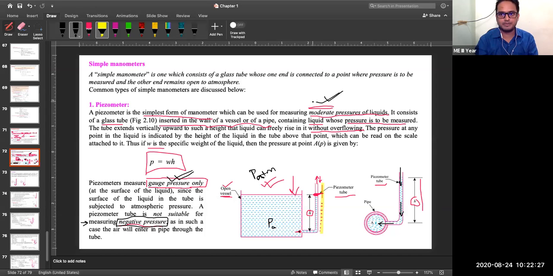The disadvantages of piezometer: the first is it can measure only moderate pressure. It cannot be used to measure high pressure. Second, it is not suitable for measuring negative pressure. Gauge pressure is not a disadvantage, because all manometers measure only gauge pressure. So the disadvantages are: it cannot be used to measure high pressure, it is not suitable to measure negative pressure, and it is not suitable to measure pressure of a gas flowing through any pipe.